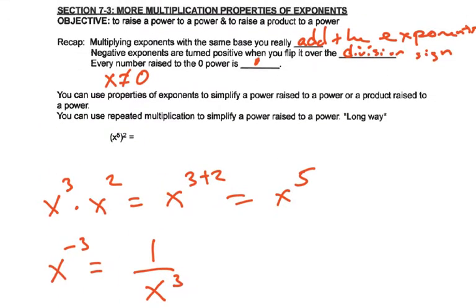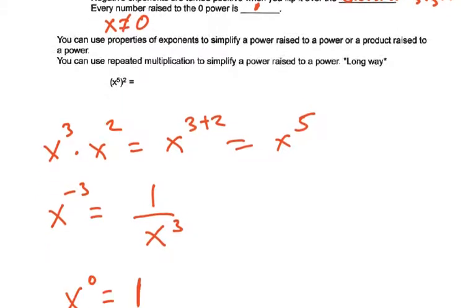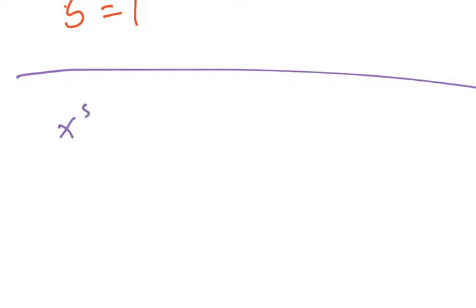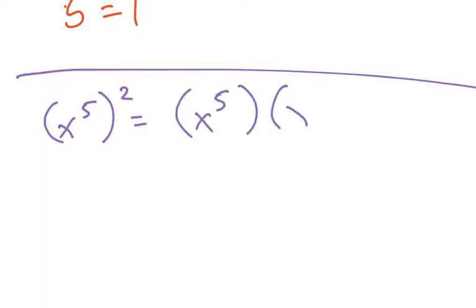Okay. You can use the properties of exponents to simplify a power raised to a power or a product raised to a power. You can use repeated multiplication to simplify a power raised to a power. So what this is saying is that given x to the fifth squared, this is where we have new material, x to the fifth squared means what? Well, it means you're squaring x to the fifth. So this means x to the fifth times x to the fifth. And so, of course, if the bases are the same, then we can add the exponents. So this would be x to the 10th.